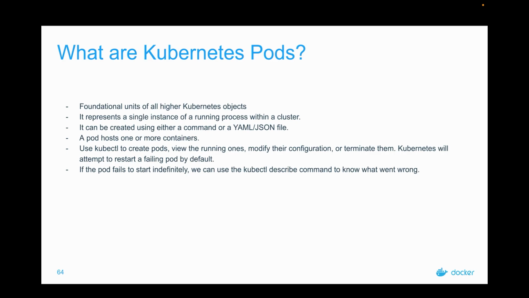It can contain one or more containers that are tightly coupled and share the same resources. And when I say resources, it means networking, namespace, IPC, which we call inter-process communication, and also it includes the storage volume. Now, pods can be created using a command, just like kubectl create command, or it could be through a manifest file, in the form of a YAML or JSON file.